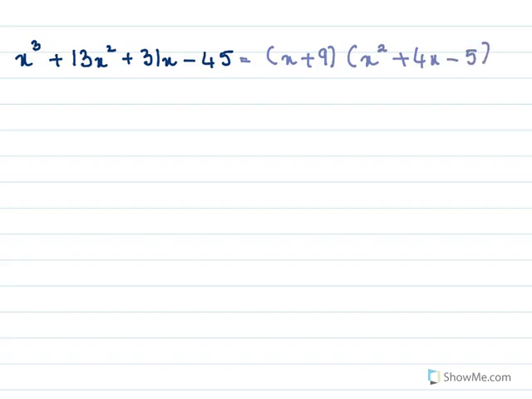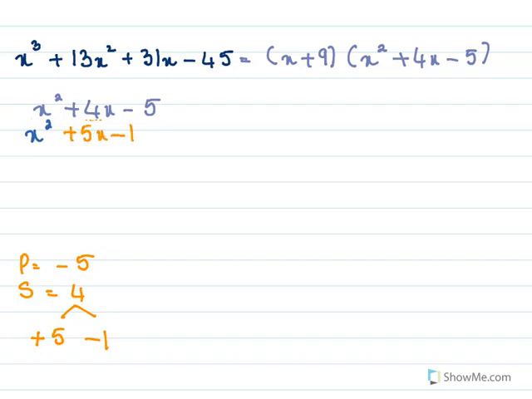Now we are going to take the other factor, that is x square plus 4x minus 5, and do middle term split. If you see here, the product should be minus 5, and the sum should be 4. So the factors will be plus 5 and minus 1. So this is x square. Here for 4x I will put plus 5x minus 1x minus 5.